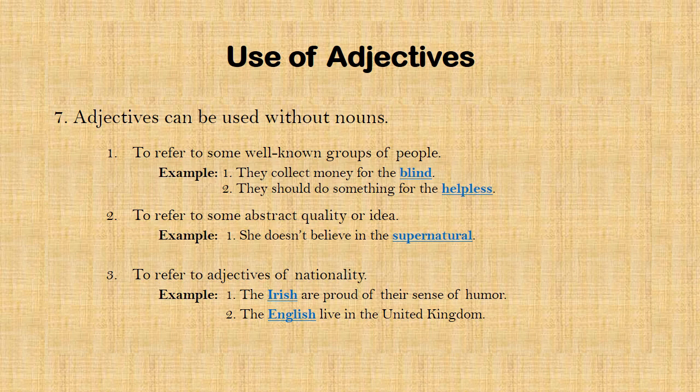Keep in mind that if there is a gap in the place of a subject or an object or after a preposition, and if the words suitable for the gaps refer to well-known groups of people, abstract quality or idea and nationality, you may have to use adjectives in the gaps to complete the sentences.